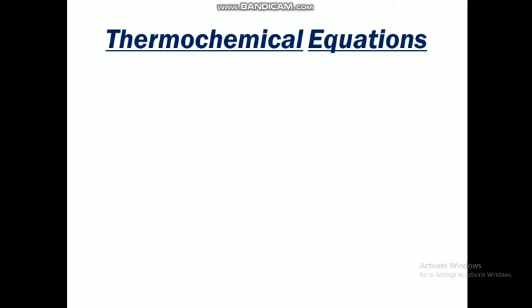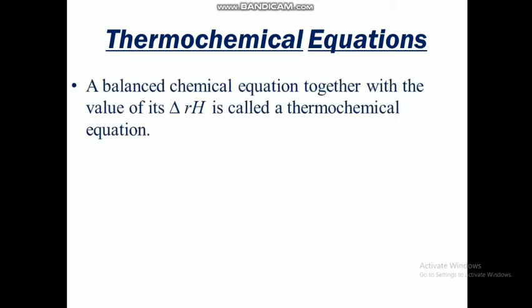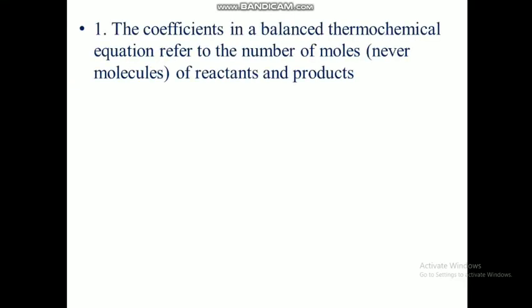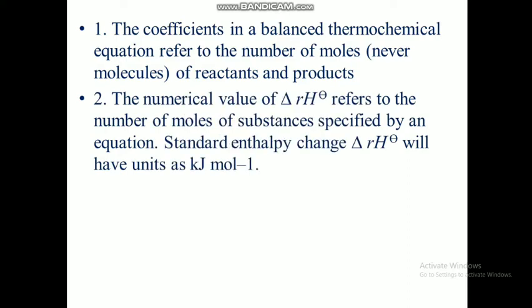So thermochemical equations, we said, are balanced chemical equations with the enthalpy of reaction in them, and we need to mention the physical states along with allotropic states. And we told some facts about it: the coefficients are just moles and never molecules. And the numerical value of delta rH refers to the number of moles of substances specified by the particular equation, and it is represented in kilojoules per mole.